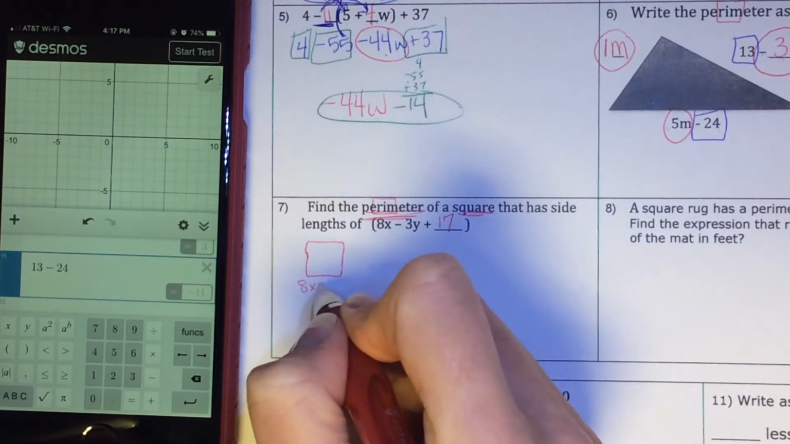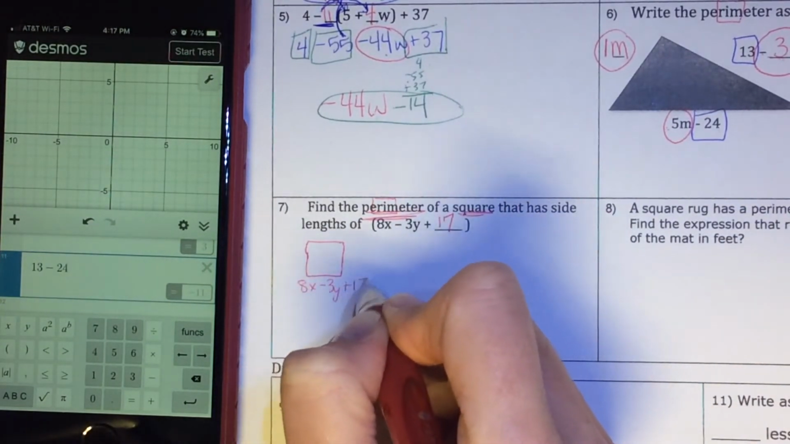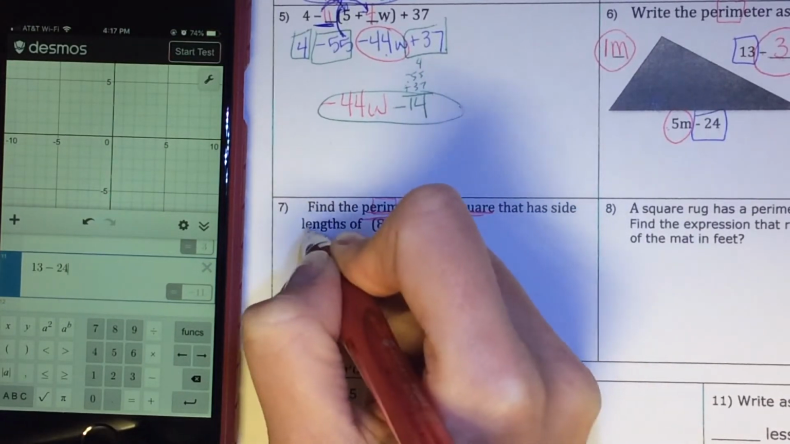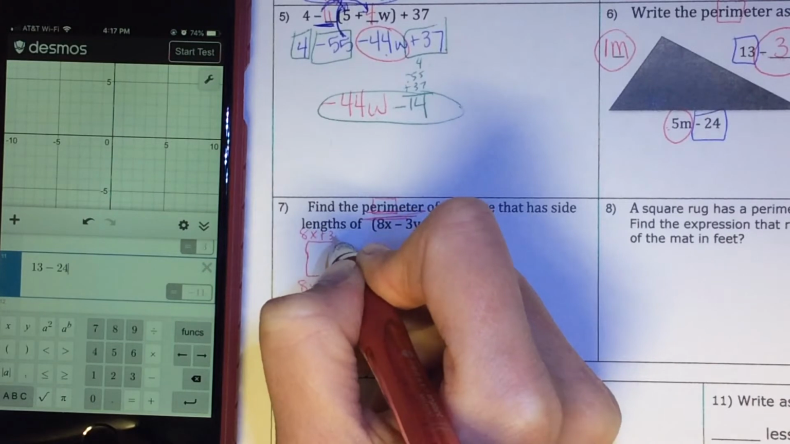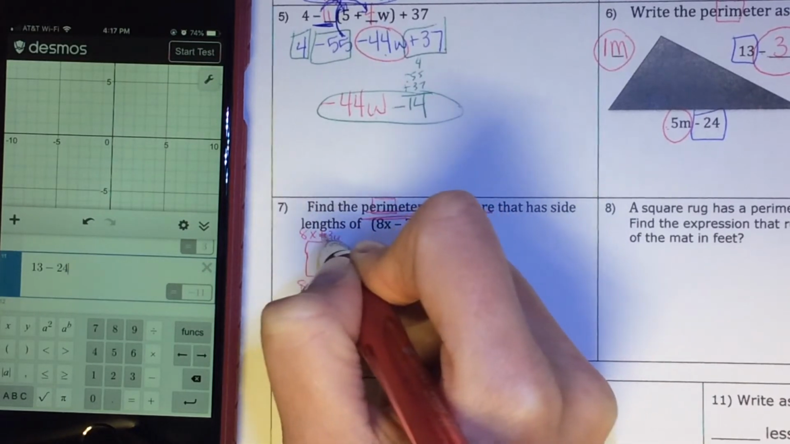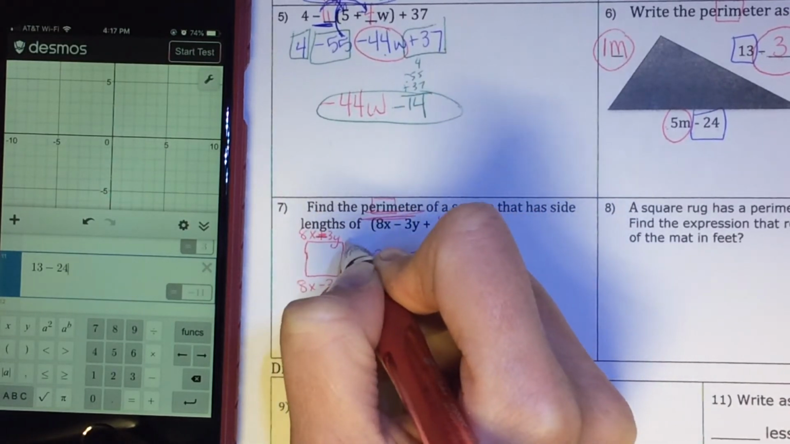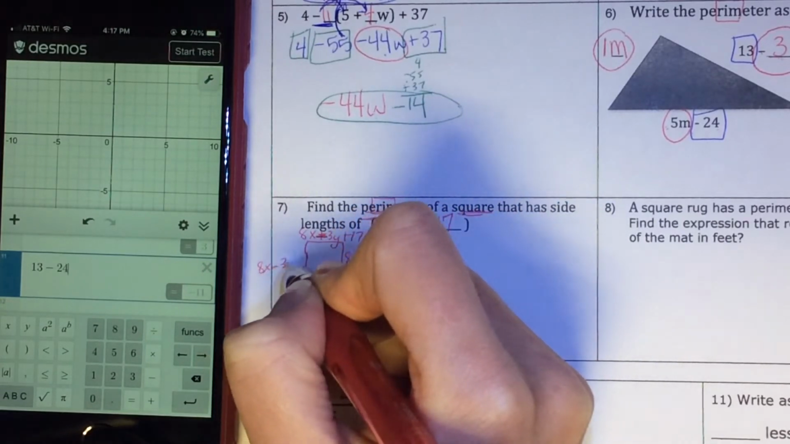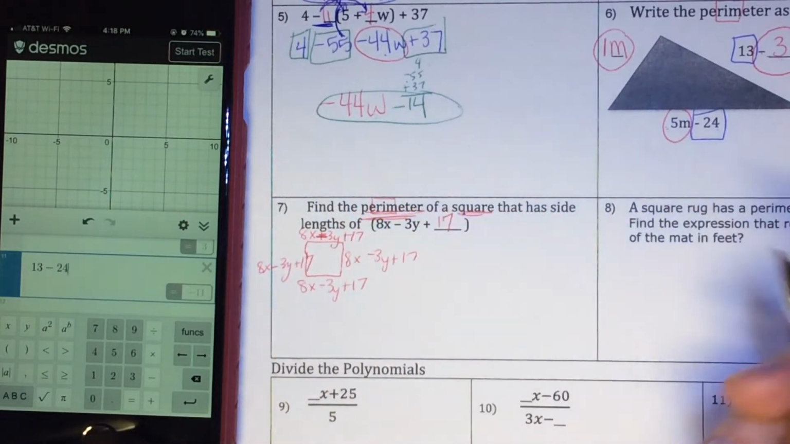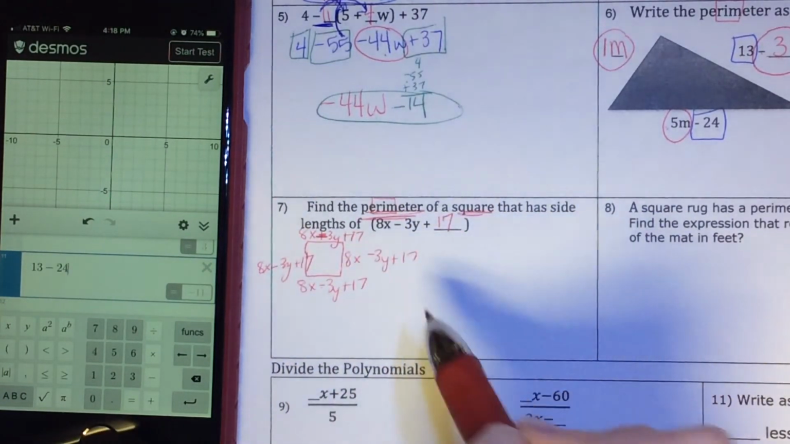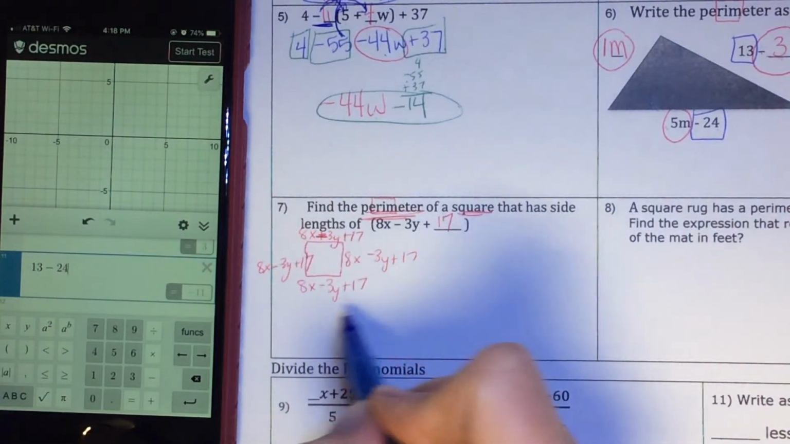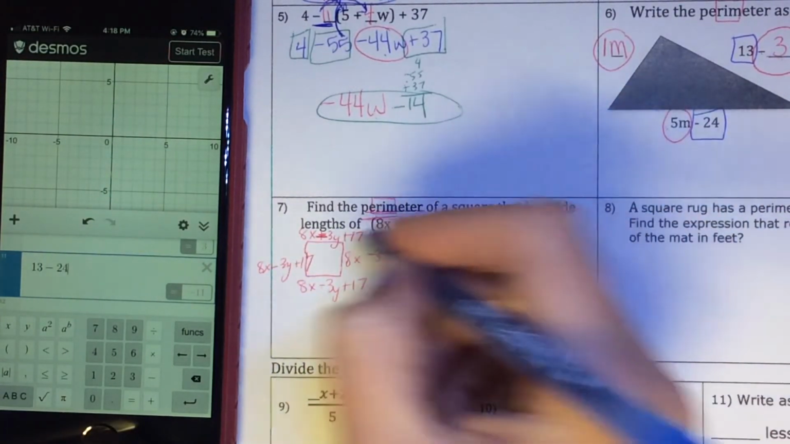So I'm going to do 8x minus 3y plus 17 on all sides. 8x plus 3y. Oh, that's a minus. And then plus 17. 8x minus 3y plus 17. We need all the sides going around. There are a couple different ways you can do this, but I am writing everything out to be consistent and to show everyone all the steps. We're going to combine like terms.